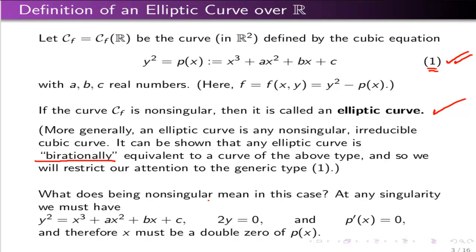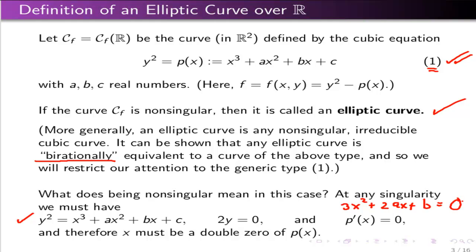So what does it mean to be non-singular when it's given in this form? At any singularity, the two partial derivatives have to vanish. So we have three equations then. First, the point must satisfy the equation, so we have y squared is p of x. Second, when you take the partial derivative with respect to y, you just get 2y, and we have to set that equal to 0. And third, when you take partial x, we get 3x squared plus 2ax plus b equals 0.